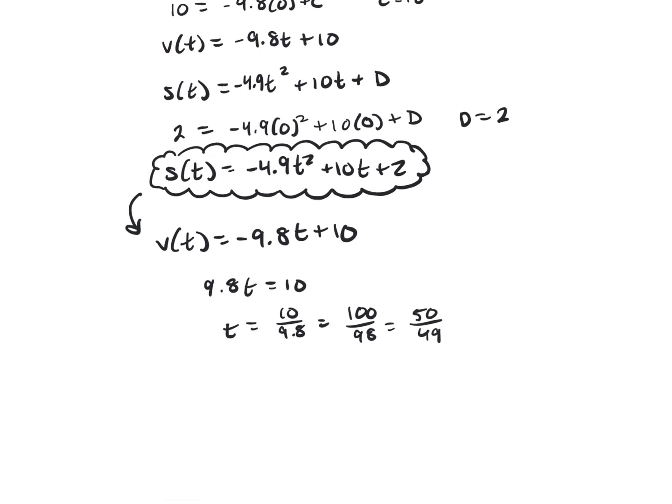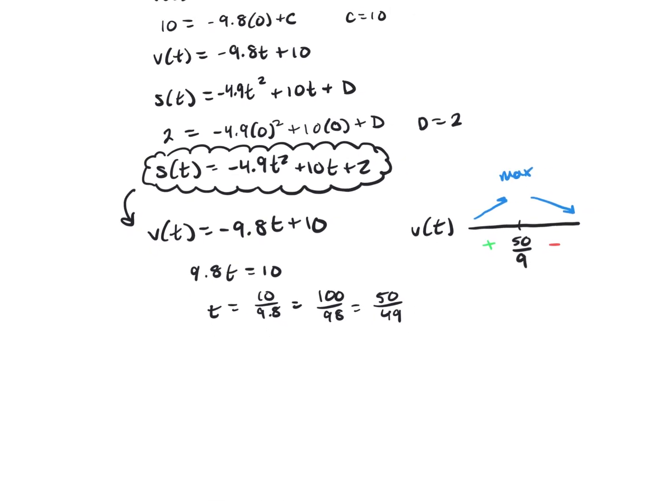Of course, we should do our sign analysis to make sure that it's actually a maximum. So if you plug in any point to the left of this, you'll get a positive, and any point to the right, you would get a negative, which means that my position function is increasing here and then decreasing here. And since it is changing from increasing to decreasing, we do have a maximum at t equals 50 over 49. Sorry, I left out the 4 right here.